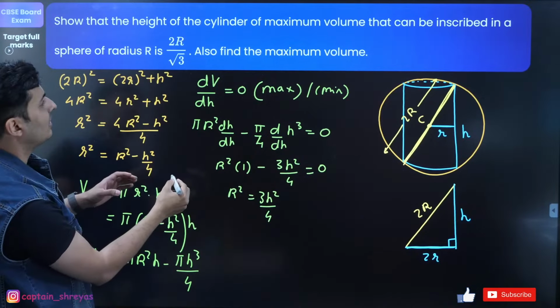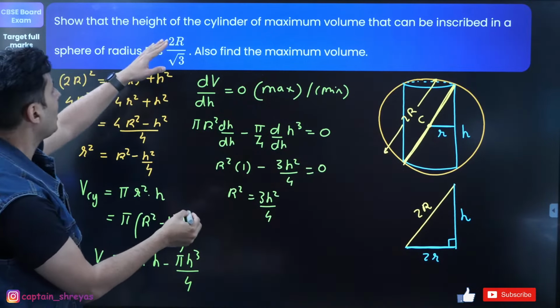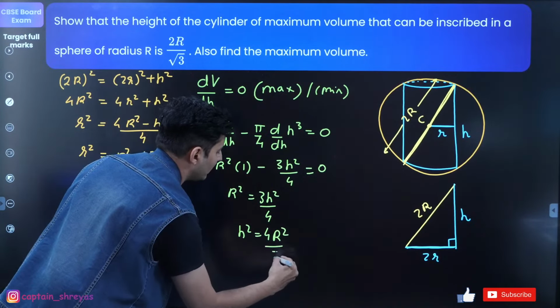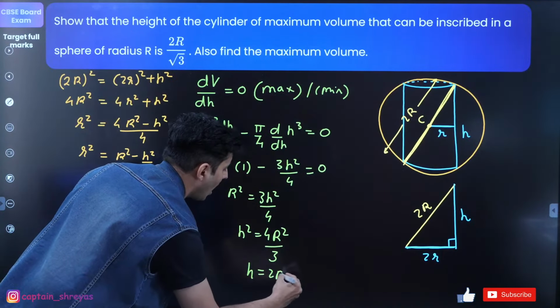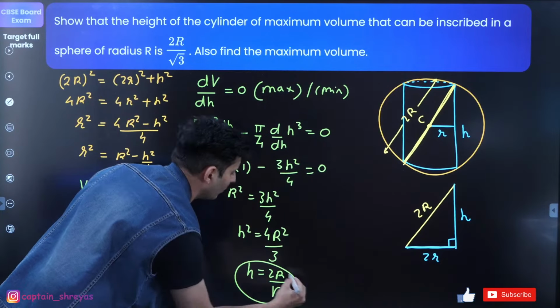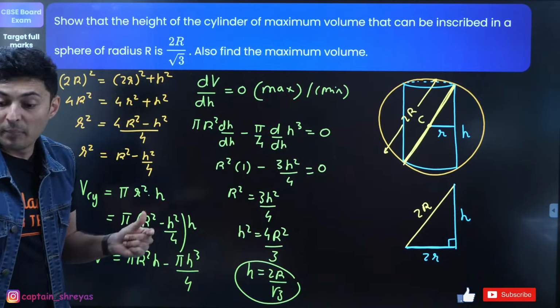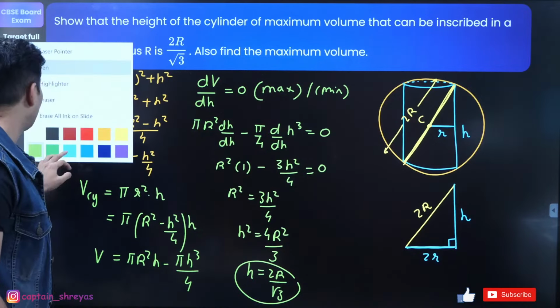Question is, what is the height? Okay, so h square will be 4R square by 3. So h will be 2R by root 3. Hence proved. Now substitute this here to get the answer, but also find the second derivative if it is a big mark question.